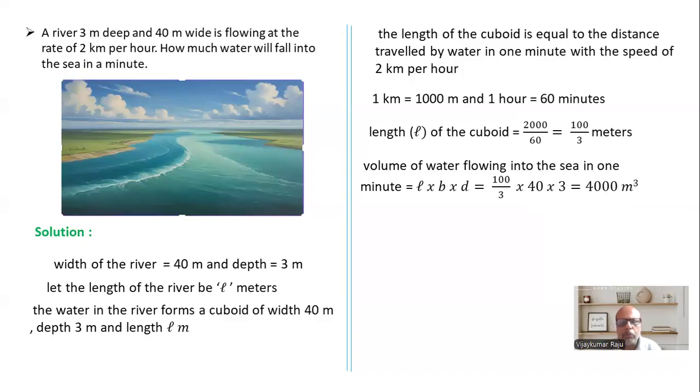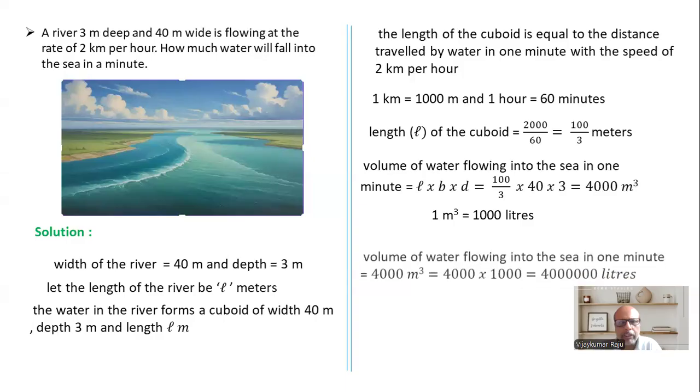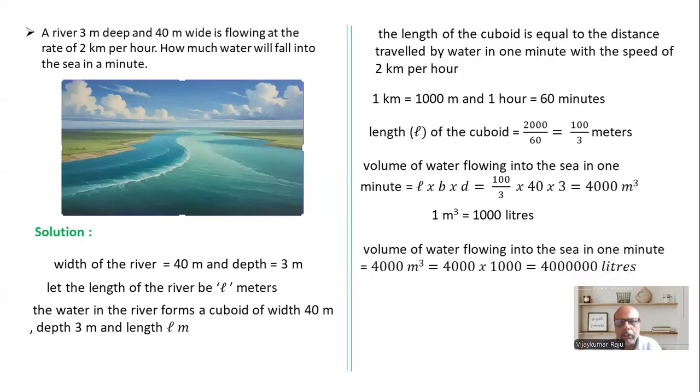Now when you say cubic meters, you just can't visualize how much it is. So let us convert this into liters so we get an idea. 1 cubic meter of volume is equal to 1000 liters. So that means volume of water flowing into the sea in 1 minute is 4000 cubic meters. That is equal to 4000 into 1000. That is 40 lakh liters of water flows into the sea in 1 minute. This much is the volume of water flowing into the sea.